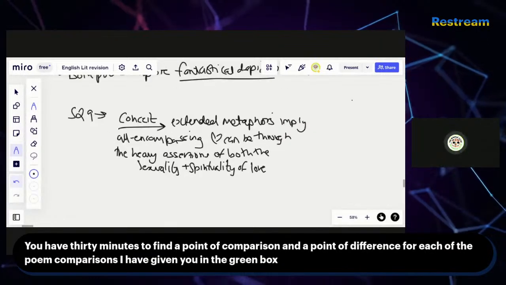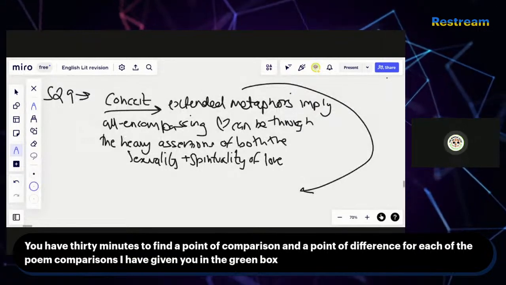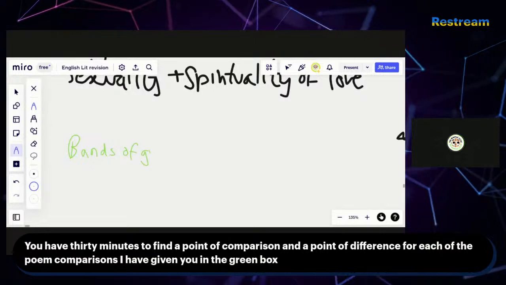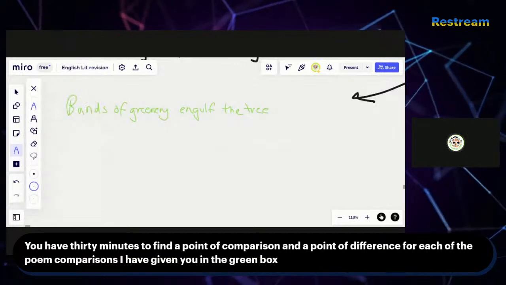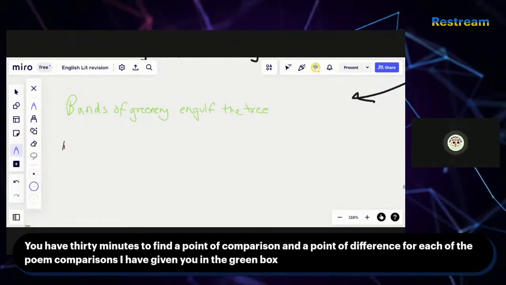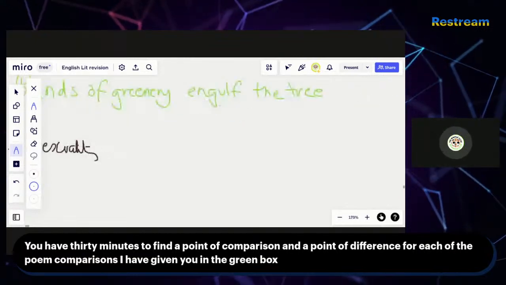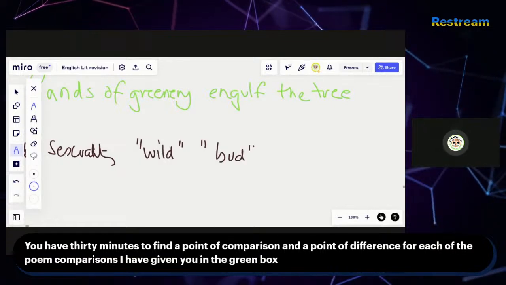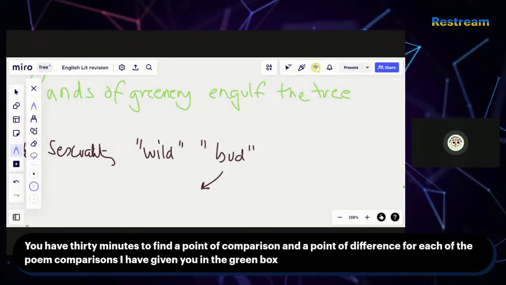So when we look in this case, the whole poem is regarding the bands of greenery that swamp and engulf the tree. So here we have this idea that she says, "My thoughts do twine and bud thee like wild vines above a tree." So we see the sexuality in her intent through the words "wild," and also "bud" was contemporarily a word used for female genitalia.